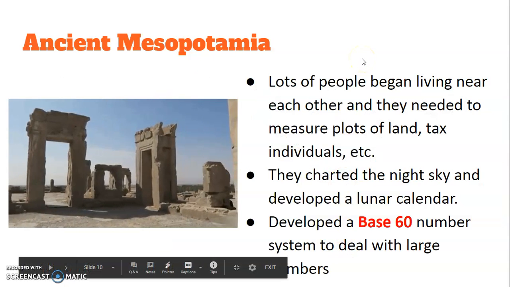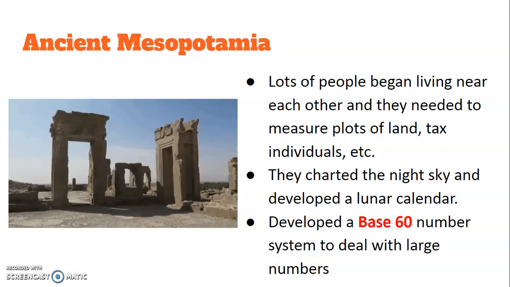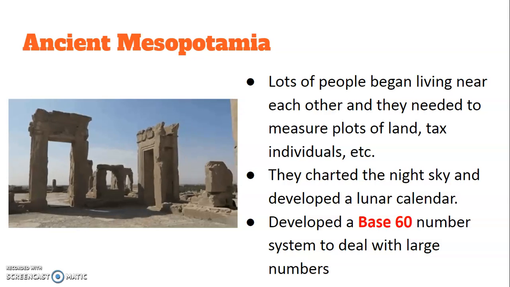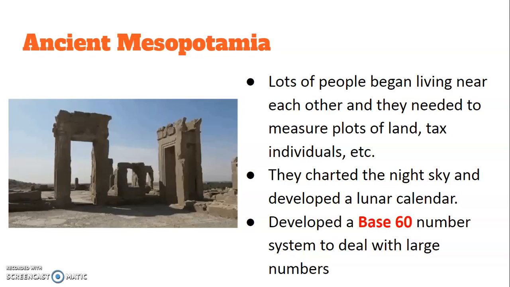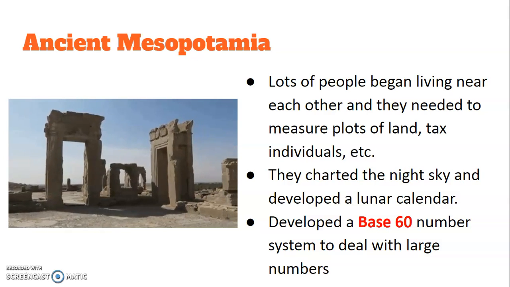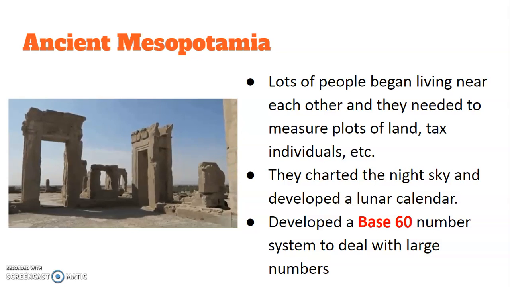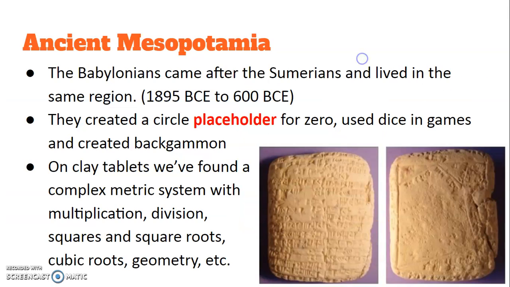Lots of people began living near each other in ancient Mesopotamia at the time, and they needed to measure things like plots of land. They needed to tax people. They needed to do all that kind of stuff. So they also needed to chart the night sky and develop a lunar calendar. So the Sumerians developed a base 16 number system to deal with large numbers, like the distance between the sun and the moon and that kind of stuff.